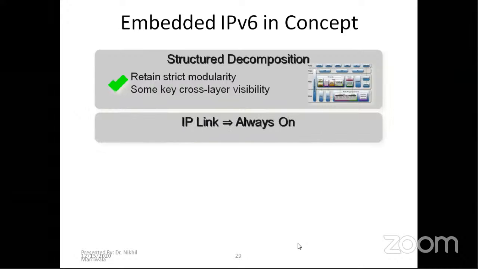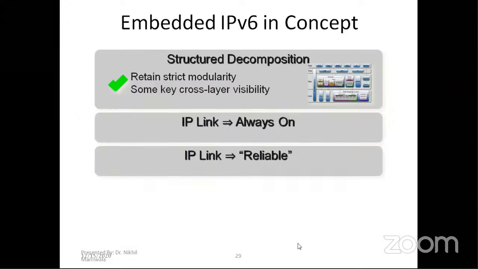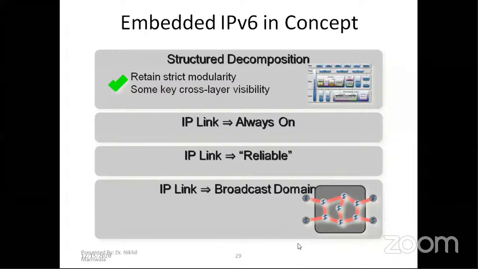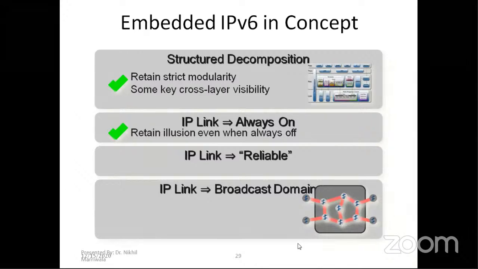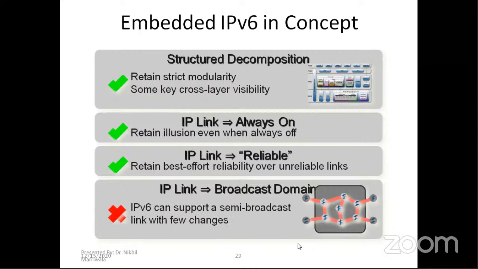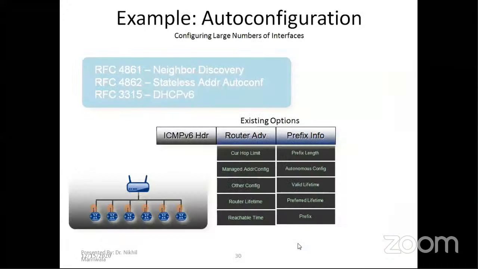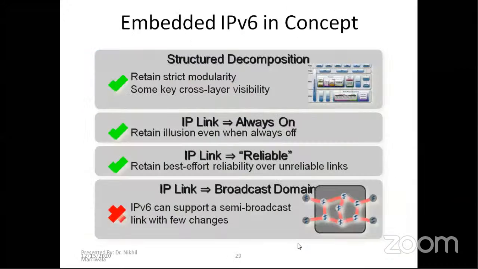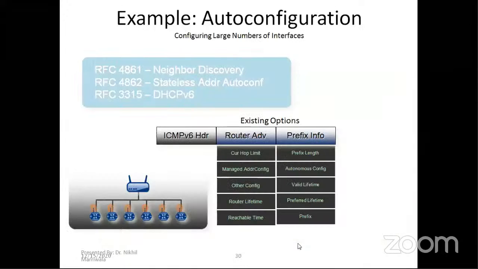So structured decomposition: IP link always on, IP link reliable, IP link broadcast domain. These are the three things we can use. IP link always on means retaining the illusion even when the link is always off, right? So this is the illusion. IP link reliable means retaining best effort reliability over unreliable links, and for the IP link broadcast domain, IPv6 can support a semi-broadcast rather than a broadcast domain link, right? So there are a few changes in that, and IPv6 needs to be modified for broadcasting purposes.